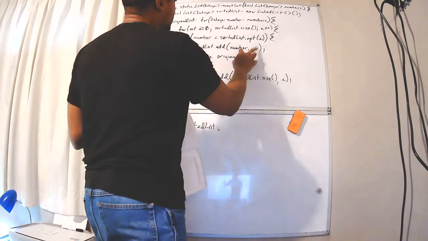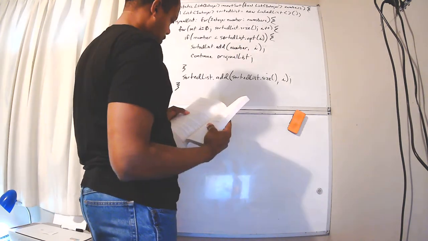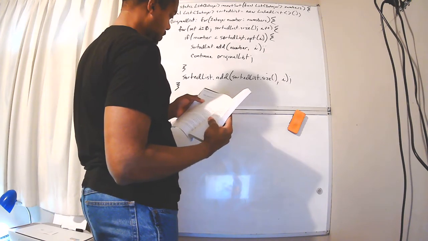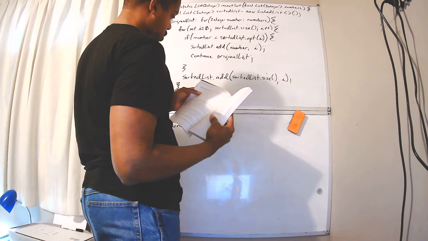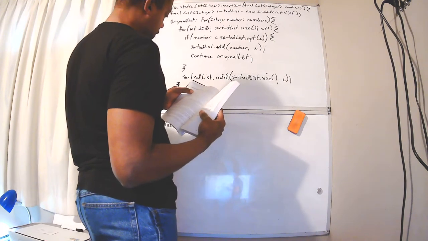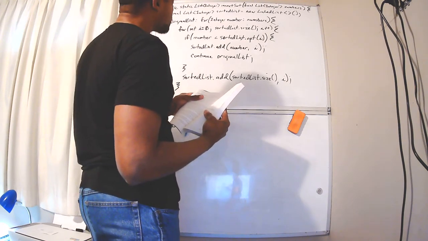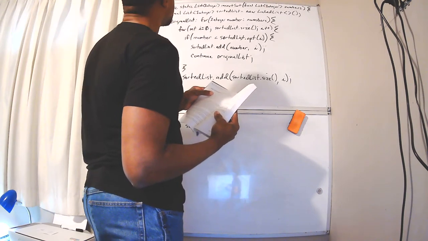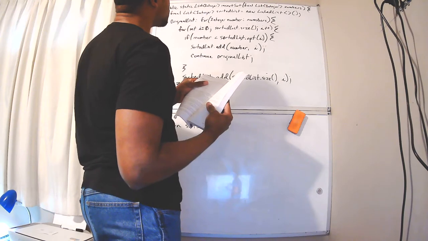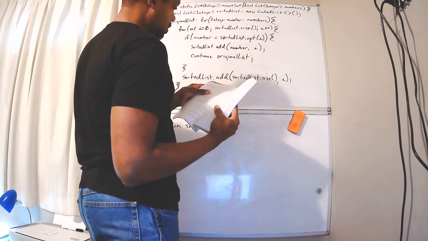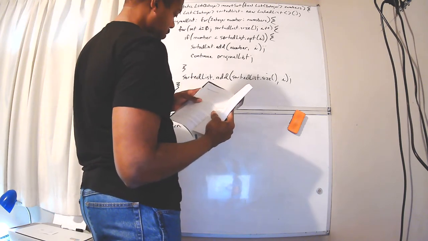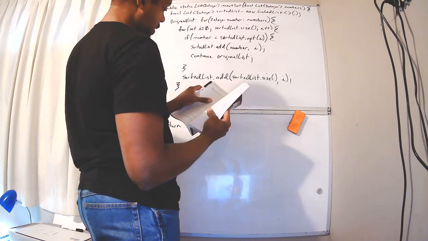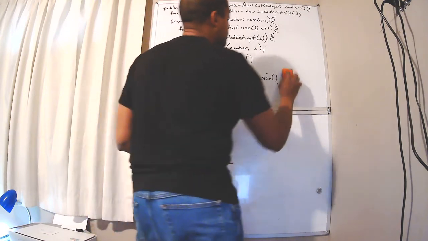So yeah, that was backwards. Continue original list, sorted list size, and number. That was final. List integer, sorted list, new length list, like list integer, insert, sort, final, list integer, numbers. Continue. Sorted list dot add, sorted list dot size. This is supposed to be number.